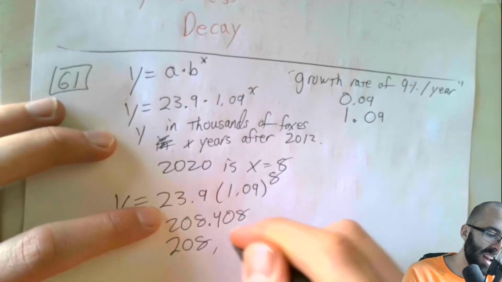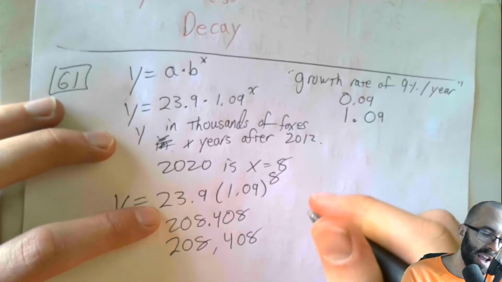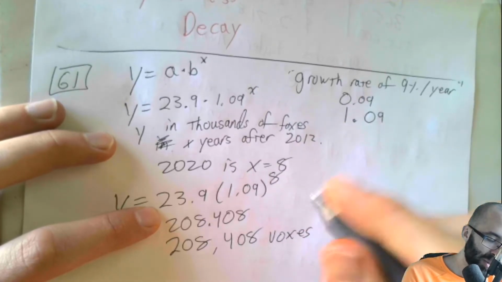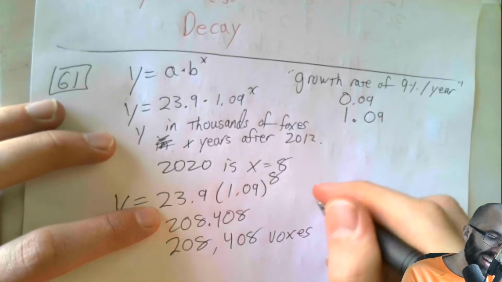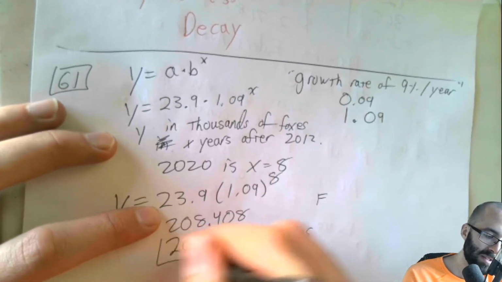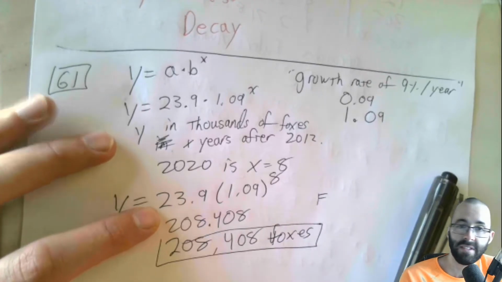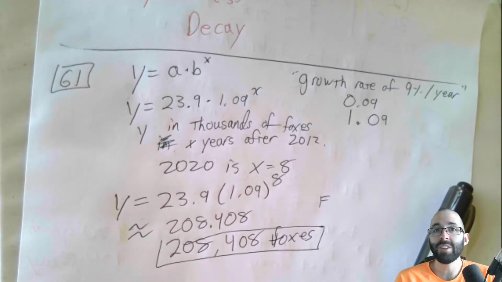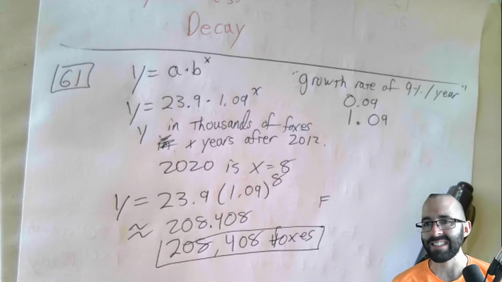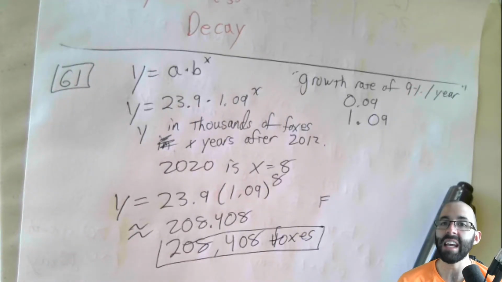So it's going to be 208,408 foxes. That's supposed to be an F. All right, I give myself an F on my spelling. Foxes, sort of. A lot of foxes. Exponential growth grows really fast. There are almost 10 times, closer to 9 times, as many foxes in 2020 if it's exponential growth.